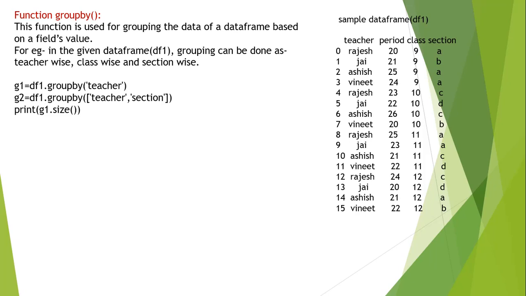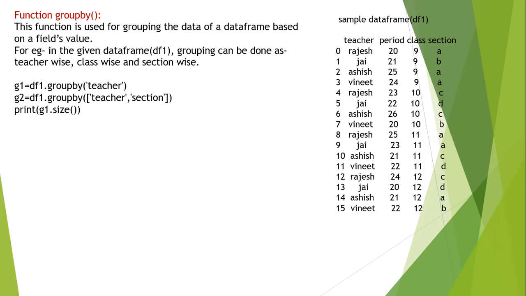In the previous video tutorial also, we took this data frame for pivoting and all those things, so the same data frame we are considering here. Now G1 is mentioned with df1.groupby teacher, and G2 has been mentioned with df1.groupby teacher comma section.